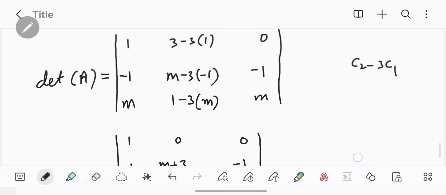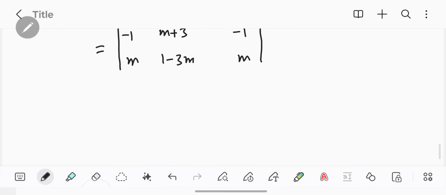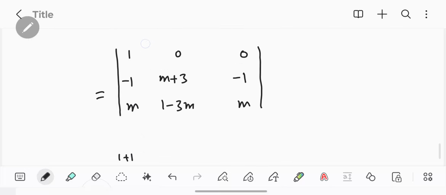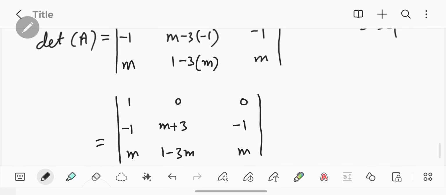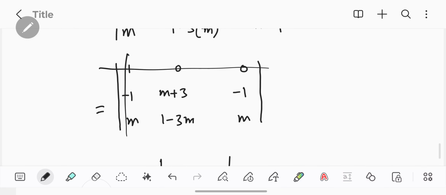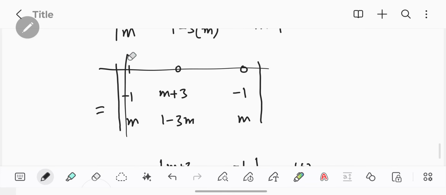Okay, now I can expand this determinant along the first row. How can I expand? First of all, I will write minus 1 to the power 1 plus 1 times this element 1 times the determinant obtained by deleting this row and this column. I will have M plus 3, minus 1, 1 minus 3M and M, plus minus 1 to the power 1 plus 2.